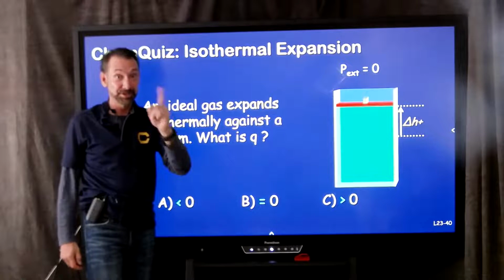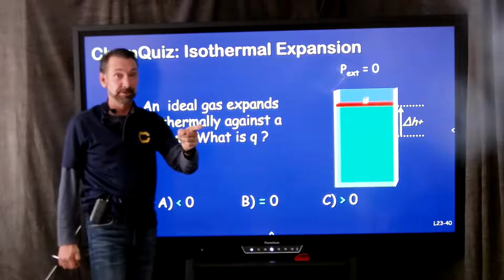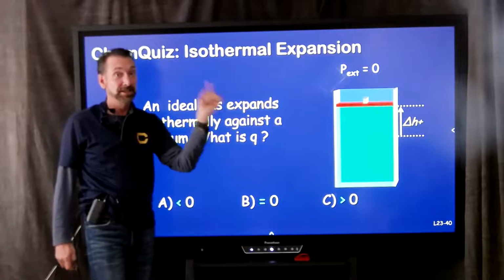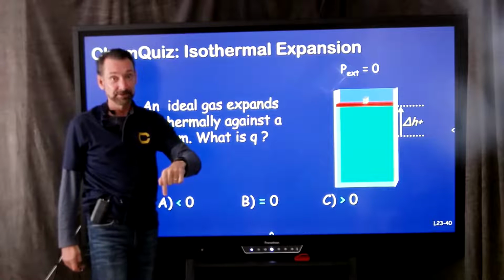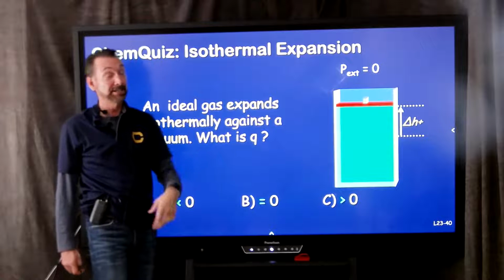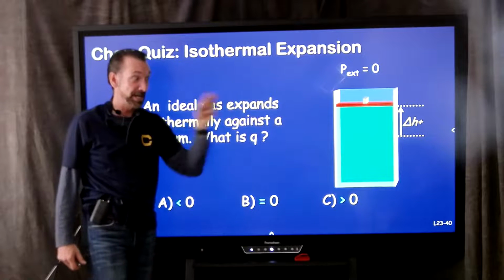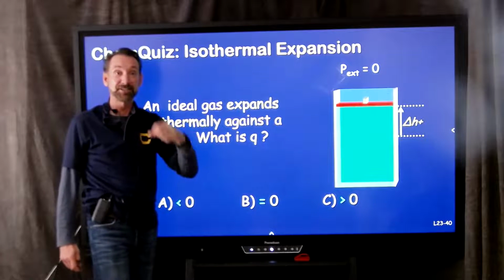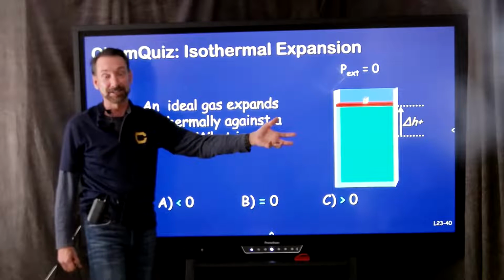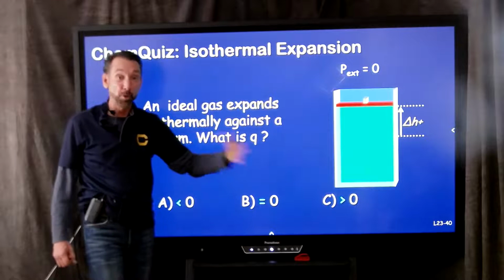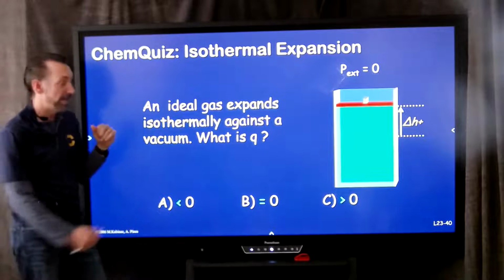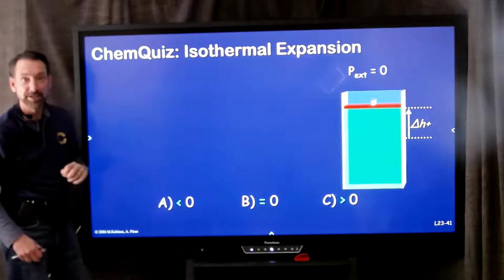The temperature is constant, same temperature. So if the temperature didn't change, did the energy change? No. If you take nothing else home from Chem 1A, take home the fact that the energy and temperature of an ideal gas are locked together. The temperature defines the energy exactly. The energy is only a function of the temperature. If the temperature didn't change, isothermal, then the energy didn't change.